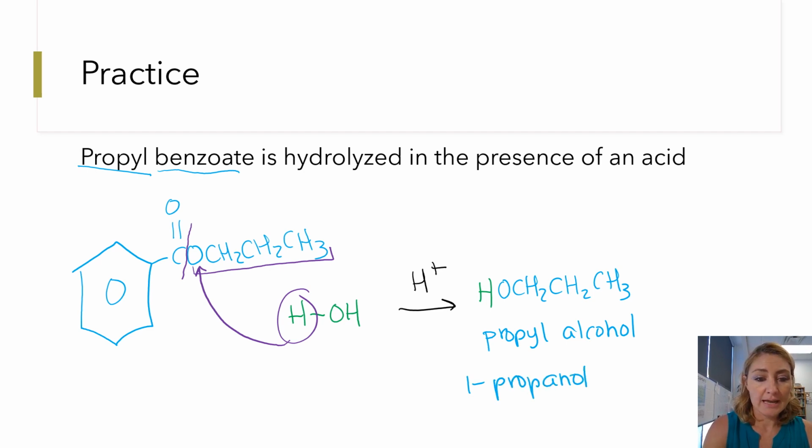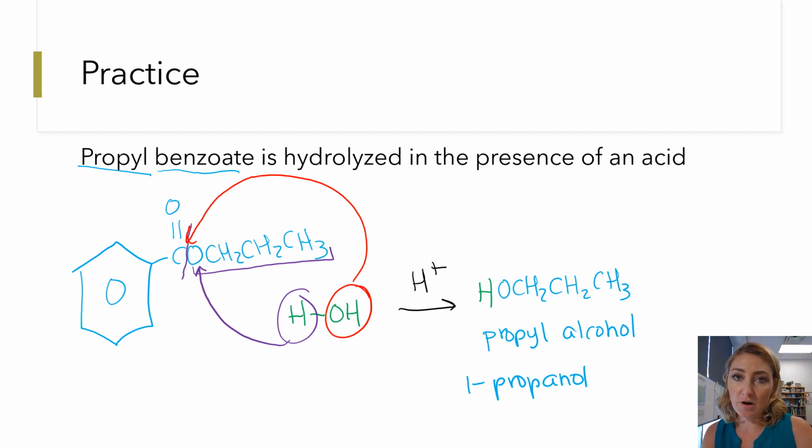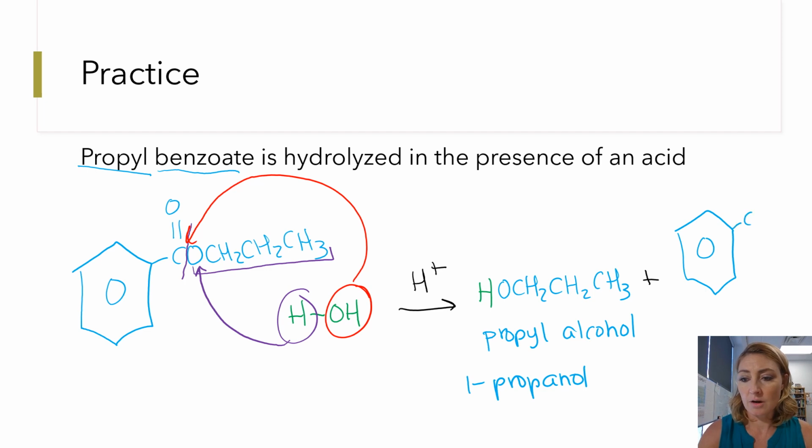Okay. And then the OH group from water is going to connect to the carbonyl carbon, reforming a carboxylic acid. So we have the benzene ring, the carbonyl, and then we have our OH group, which came from water. So we've reformed benzoic acid.